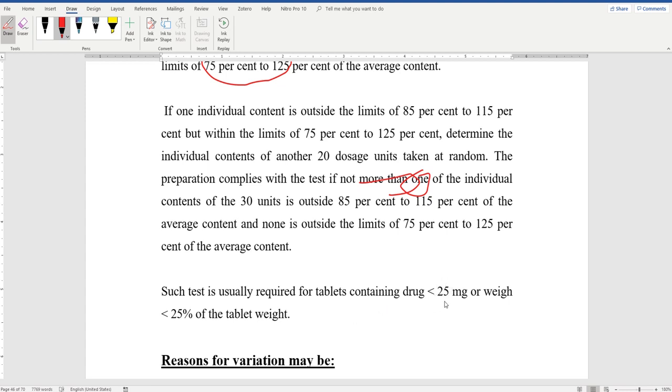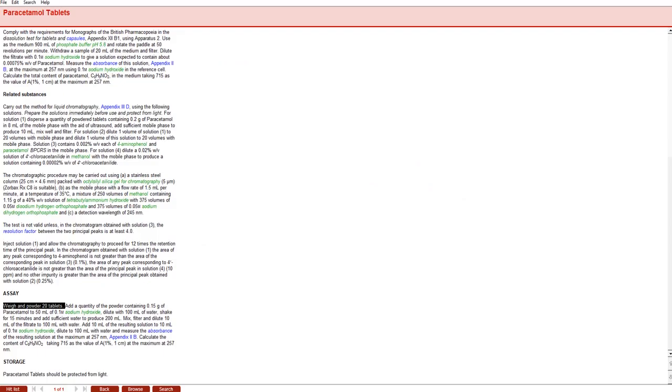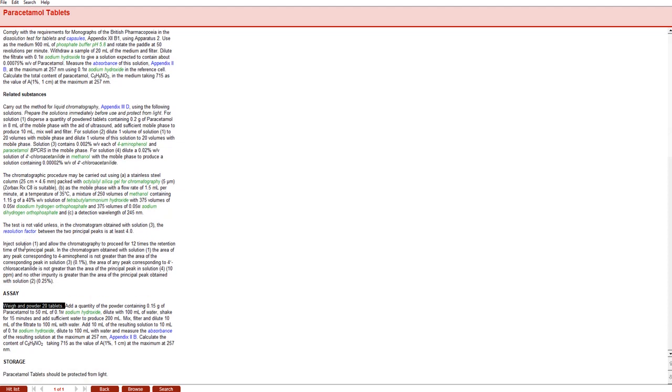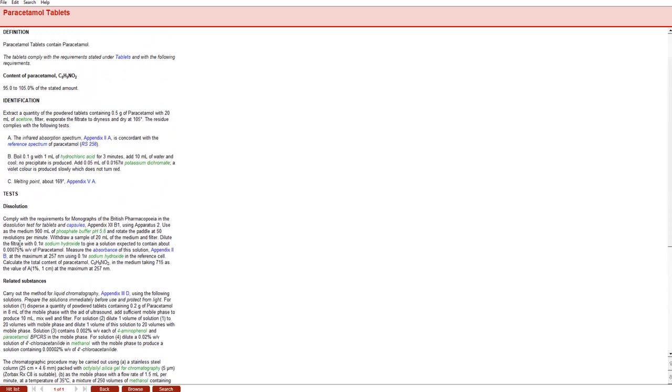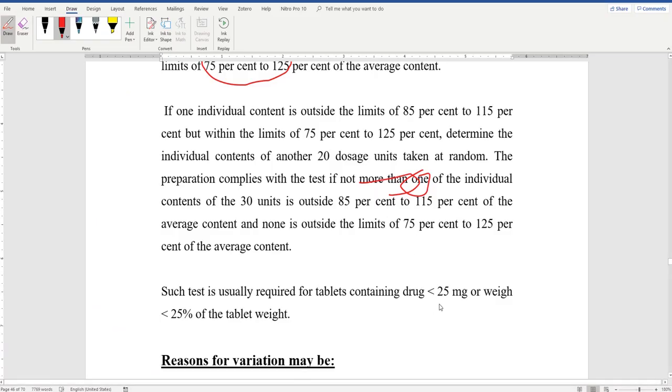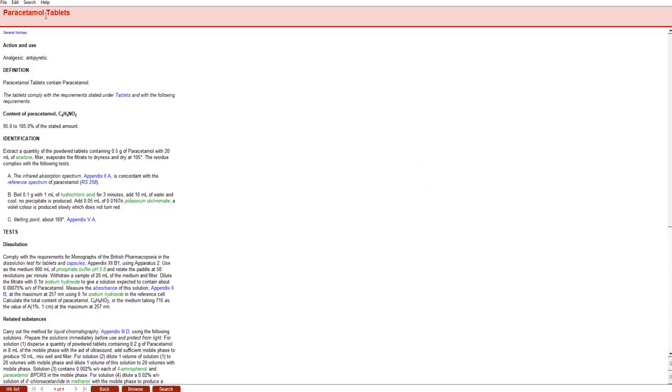In some cases, some pharmacopoeia say it has to be less than 25 milligram or less than 25% of the tablet average. Here I checked the pharmacopoeia for paracetamol, and it doesn't tell you about uniformity of content. It doesn't say anything because you don't need to do it for paracetamol tablets. Why? Because paracetamol tablets contain 500 milligram, which is much above these 25 or 2 milligram as in some cases.